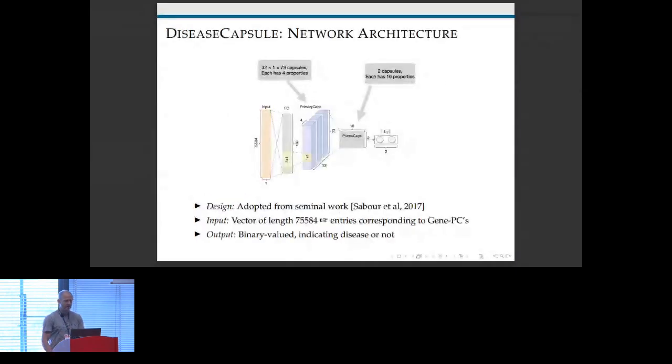All right, so this is the network. It is pretty much adopted from the seminal work. The input is a vector of length 75,484, where the entries correspond to the gene principal components, according to what I just described, and the output is just 0 or 1: ALS or not, or the other way around.